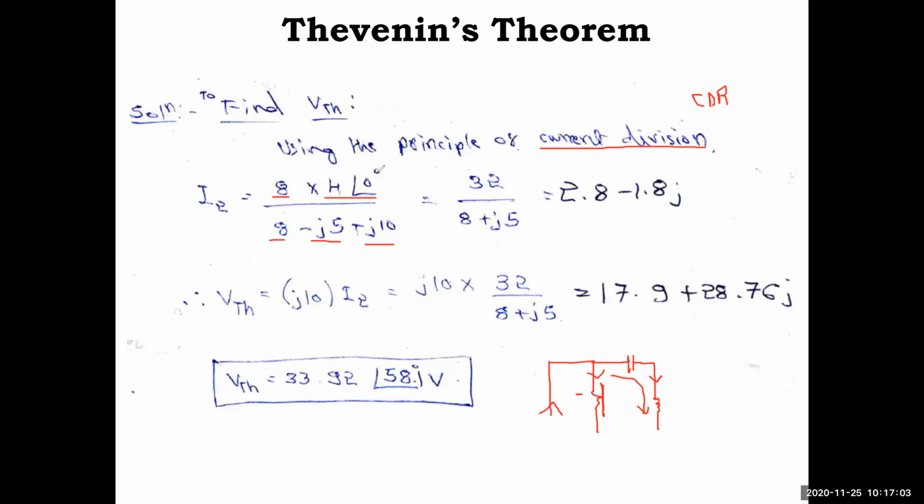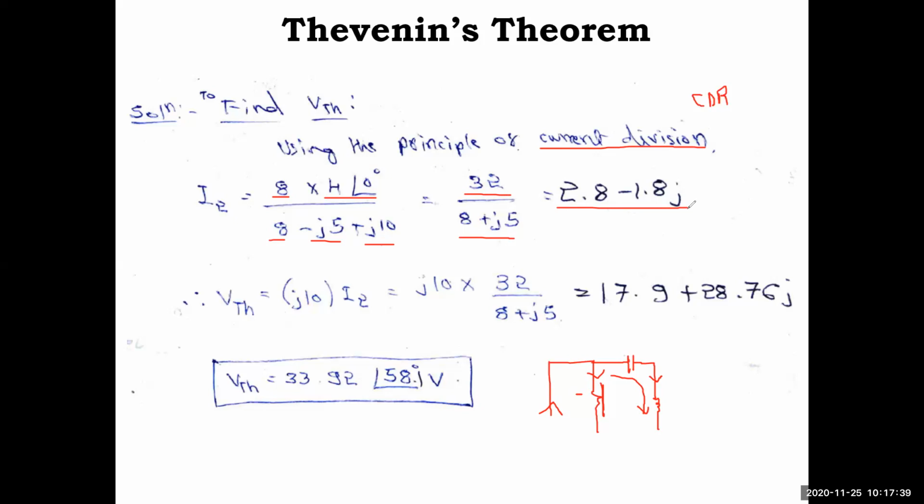So it is 8 into 4 at an angle 0 degree. Remember this: 4 at an angle 0 degree normally means 4 plus 0i. If it is 4 at an angle 90 degree, it means 4j. You can always get that, and as you become familiar with these types of problems, you will come to know. Otherwise you enter it as it is, and the calculator will give you the answer 32. Then you add it: you have 8, and minus J5 plus J10 is plus J5, so 8 plus J5. Take the ratio, I got 2.8 minus 1.8j. You can verify that.